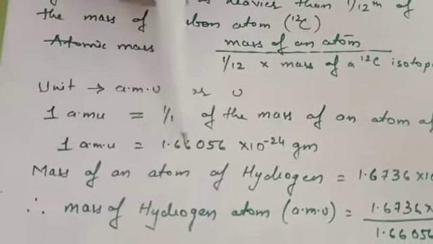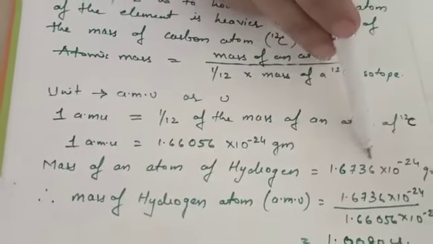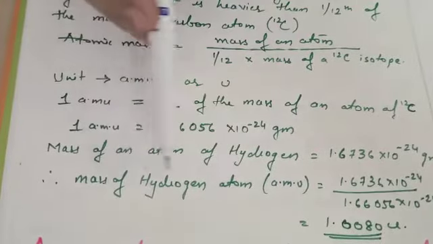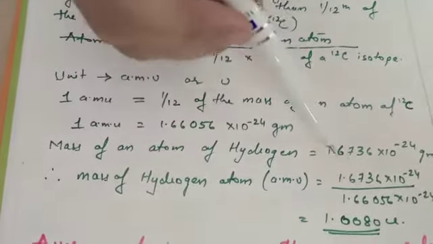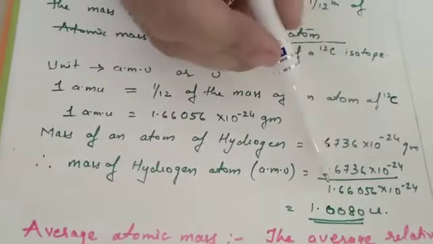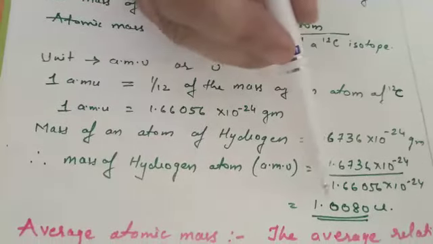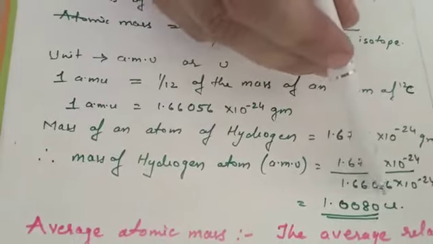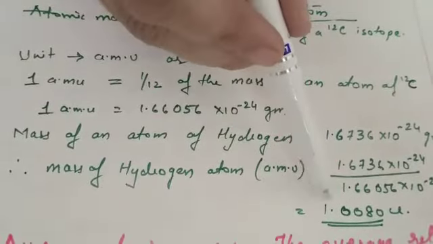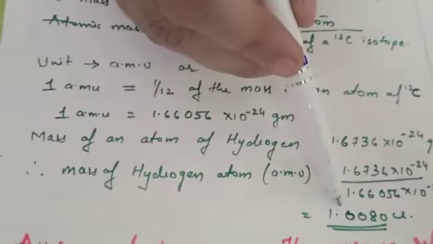Now the mass of an atom of hydrogen is 1.6736 into 10 to the power minus 24 gram. If I have to calculate the relative mass of the hydrogen atom, it comes to be 1.6736 into 10 to the power minus 24 upon 1.66056 into 10 to the power minus 24, which comes to 1.0080 unified mass. As the mass of hydrogen comes to be 1.0080 unified mass, the mass of hydrogen is considered to be 1.